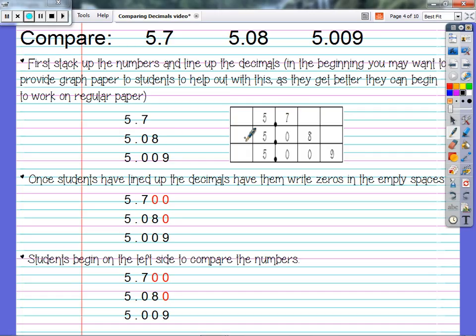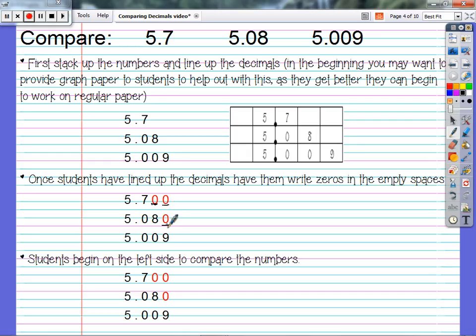And then once the students have lined up the decimals, which we have here, have them write zeros in the empty spots. Use them as place savers. We're going to use zeros here.